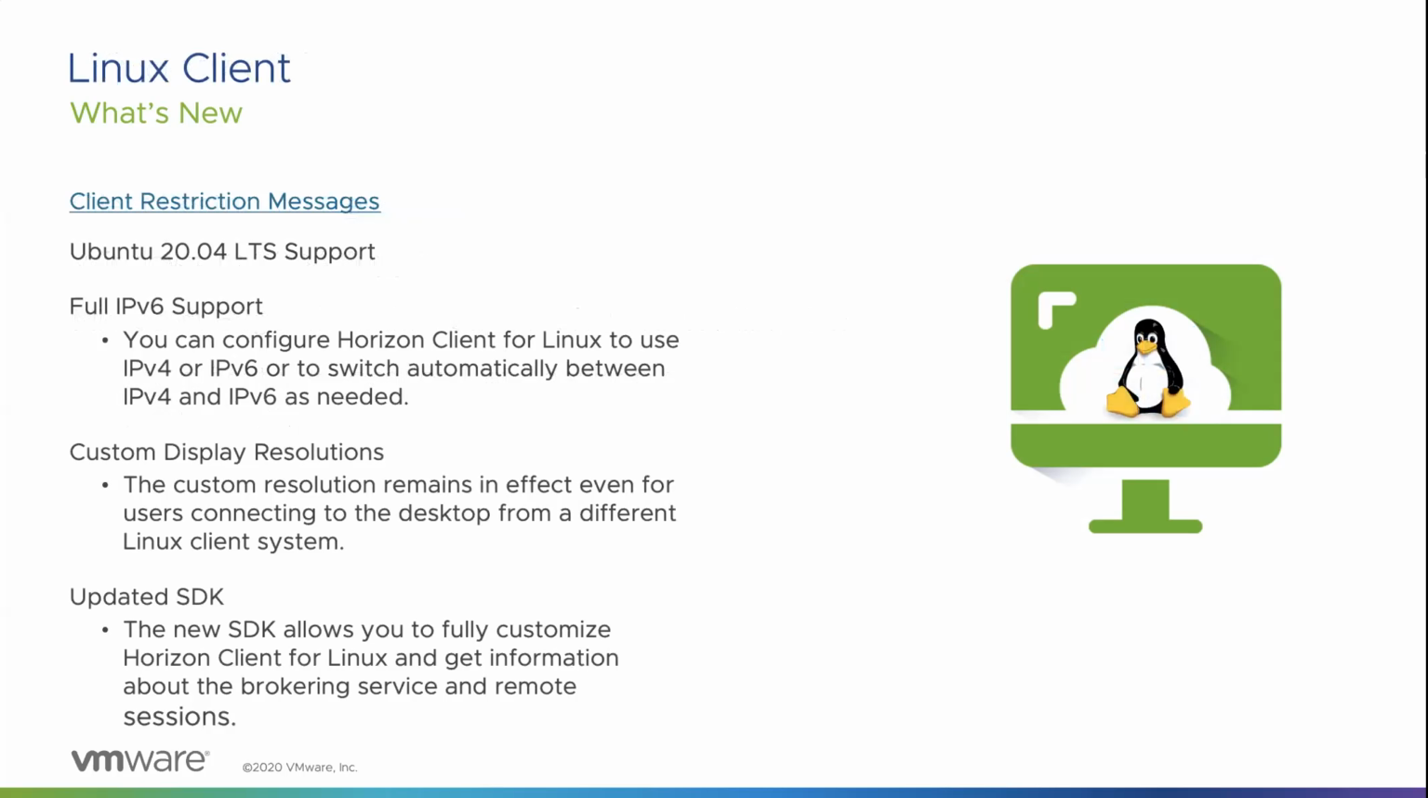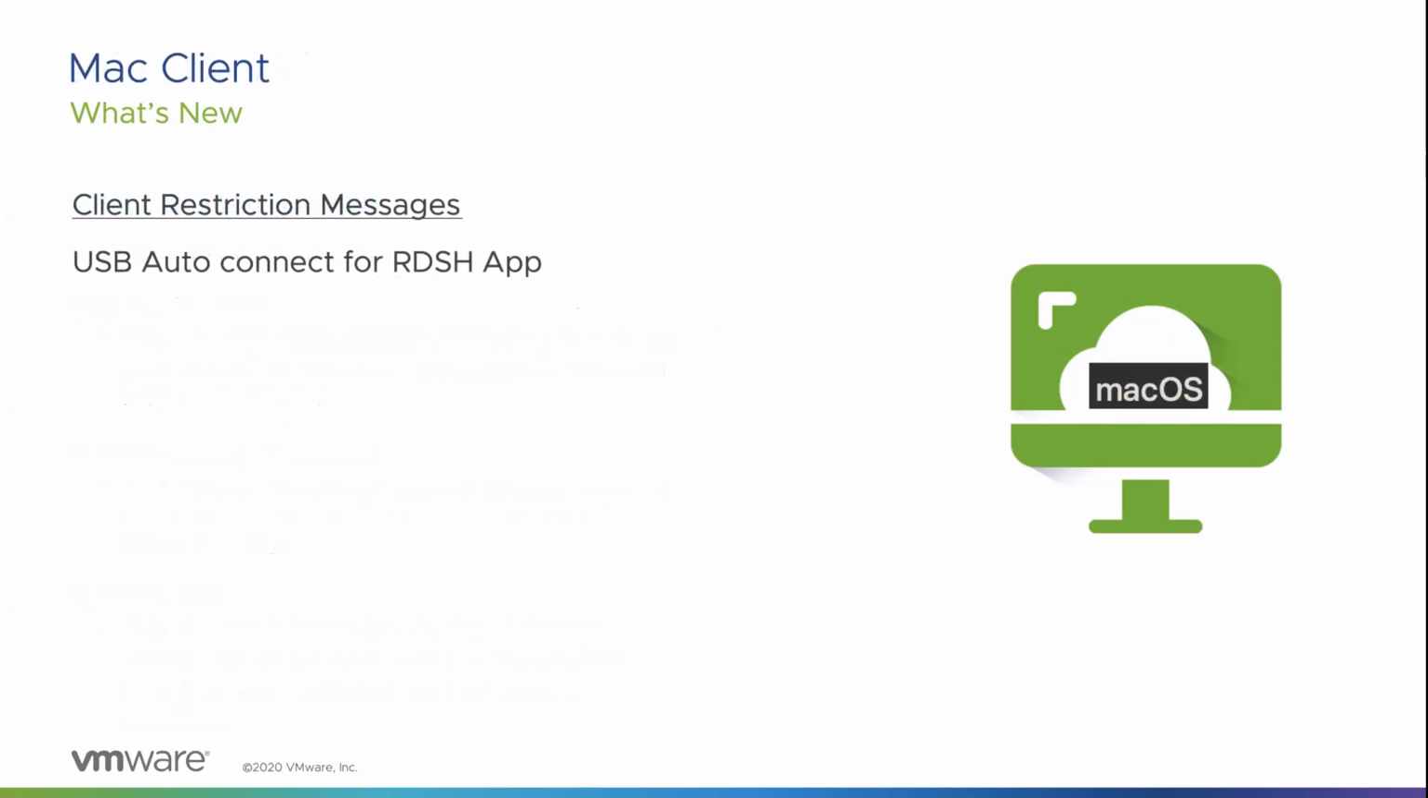On the Linux client, Ubuntu 2004, full IPv6 support. You can set custom display resolutions, and there is a new SDK to allow you to fully customize the Horizon client for Linux. Mac client, not much. Client restriction messages and USB auto connect. We've done that forever on the desktop side.